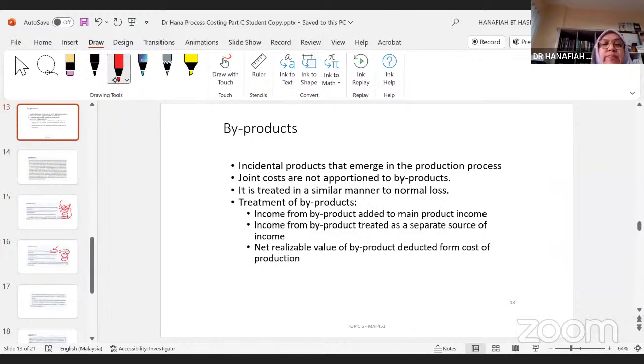Okay? You need to compare the cost and the benefit. All right? If you think that the benefit is more than the cost, then you can proceed. If not, then you stop there, where you can earn a little profit.